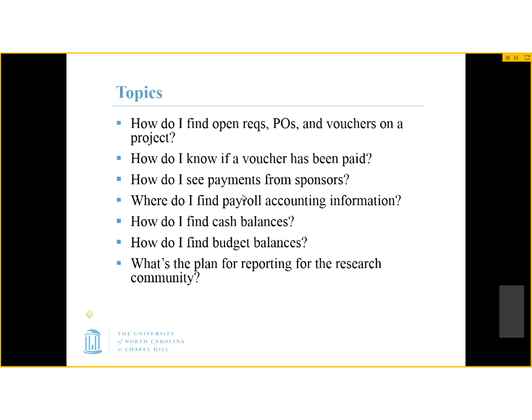The topics we're going to cover are: how do I find open requisitions, purchase orders, and vouchers on a project? How do I know if a voucher, that's a voucher to an external vendor, has been paid? How do I see payments from sponsors, for example, the federal government or the NIH? How do I know that I've received a payment from them from a grant?